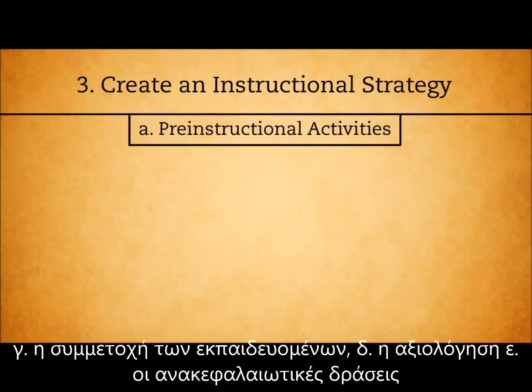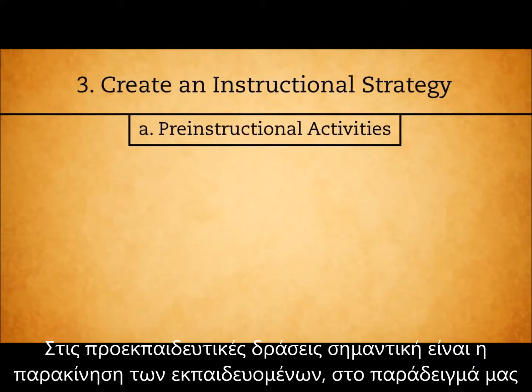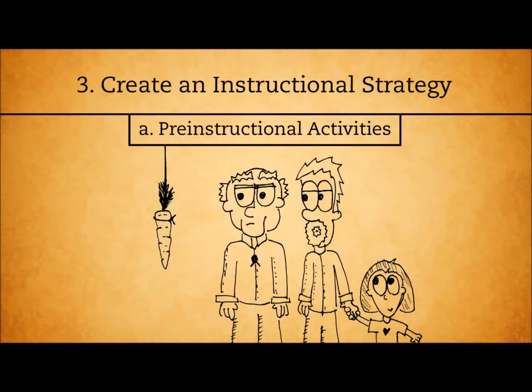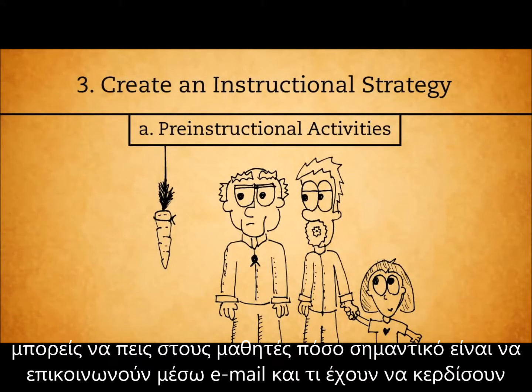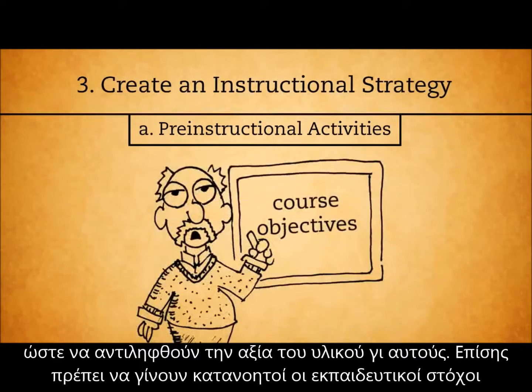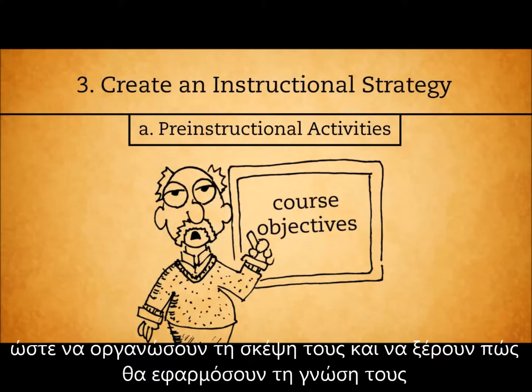When planning your pre-instructional activities, first include a way to motivate your learners. In our example, you could talk to your students about how using email could benefit them, perhaps by helping them pay their bills more effectively or keeping in touch with relatives. Motivating your learners will help them see the value of your material and internalize the instruction. Then, plan a way to illustrate the course objectives. This will help them mentally organize the components of the instruction and know how they're going to apply their knowledge.